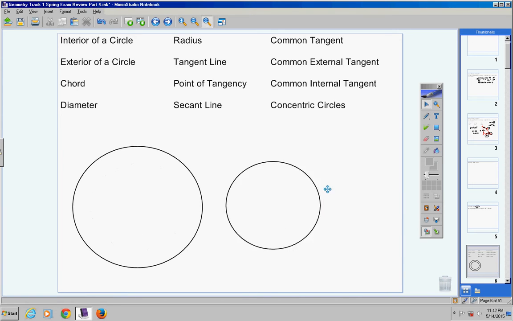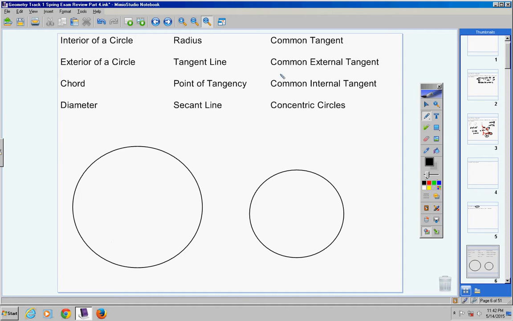Okay, now the thing I'm worried about is you guys not knowing what common external tangent is. Well, look, circles have a common tangent when a line is tangent to two circles. Okay, so right now we have two common tangents, because this line here is tangent to two circles, and this line here is tangent to two circles. They're also called common external tangents because they don't cross in between the two circles. So these two lines here are called common external tangents. They're on the outside of the circles. They don't cut through here like this.